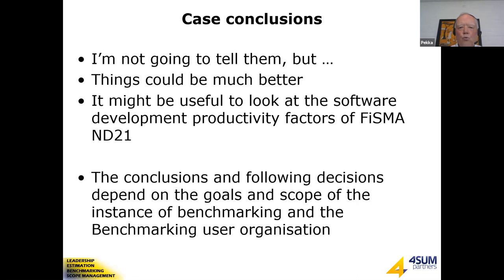And always the conclusions and following decisions depend on the goals and scope of the instance of benchmarking and the benchmarking user organization.